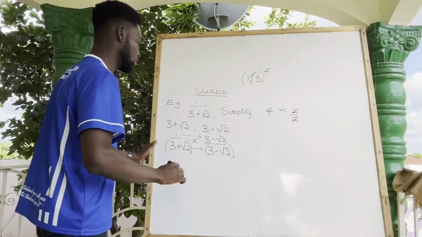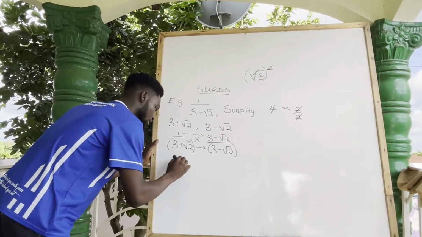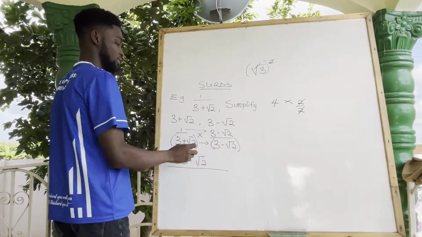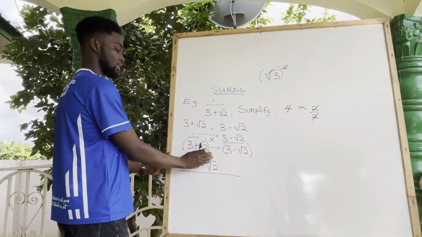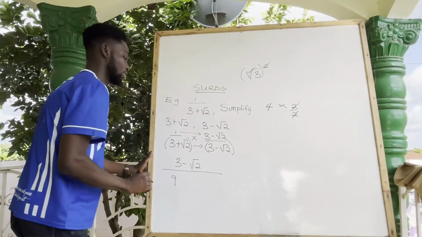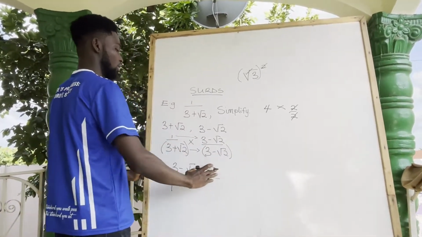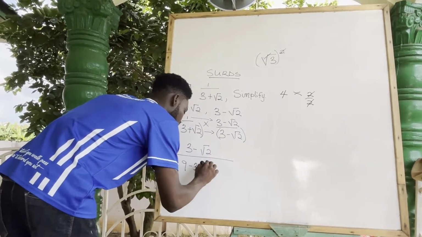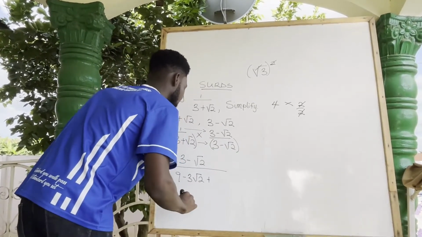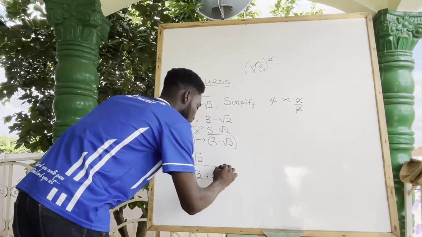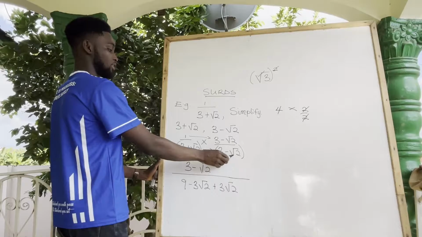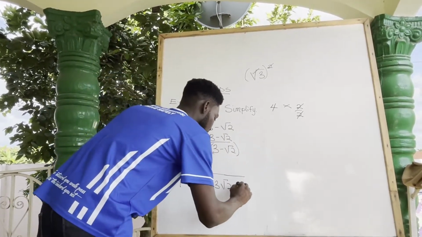So let's go ahead and do it. 1 times the whole of this will give me the same thing, which is 3 minus root 2. And this time, we multiply the first term by everything we have here, and the second term by everything we have here. After that, we simplify. So we have 3 times 3, which is 9, and 3 times minus root 2 will give us minus 3 root 2, and we have root 2 multiplied by 3 again, which will give us plus 3 root 2. And we have root 2 multiplied by minus root 2, so that will give us a negative 2.